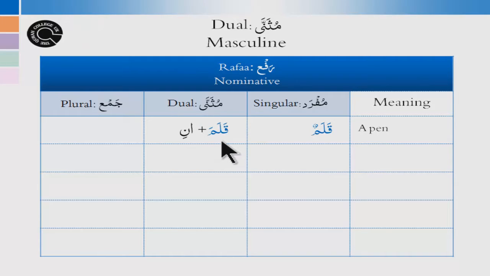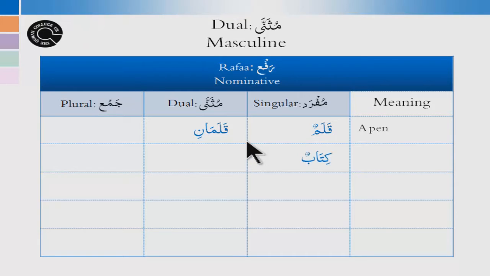So if you want to convert a noun from singular to dual, it is a three-step process: you remove the tanween, put the fatha on there, and then bring the ani sound. When you join them together, that gives you kalamani. So it's a very simple, easy process. We have converted one pen into two pens, and kalamun now becomes kalamani. That means we are talking about two pens.